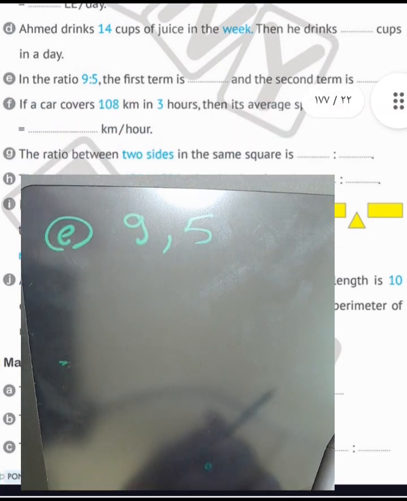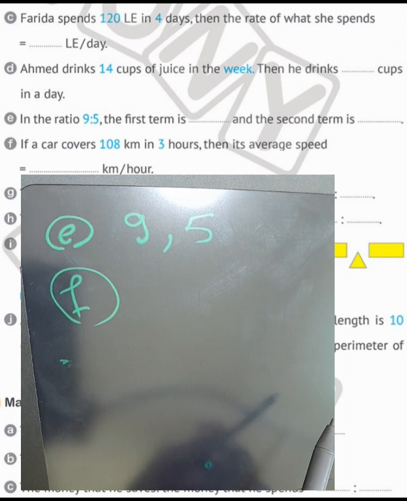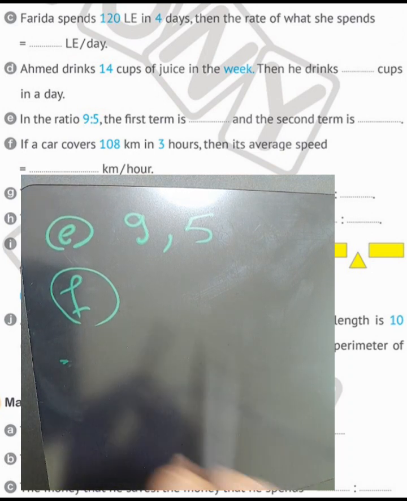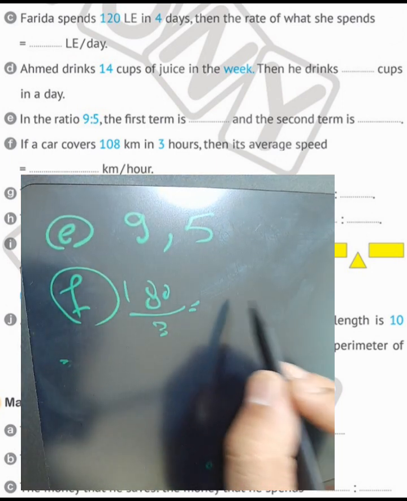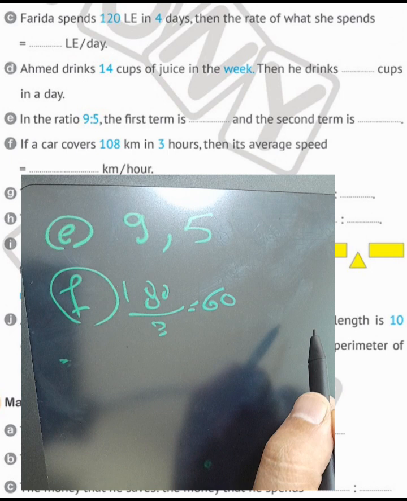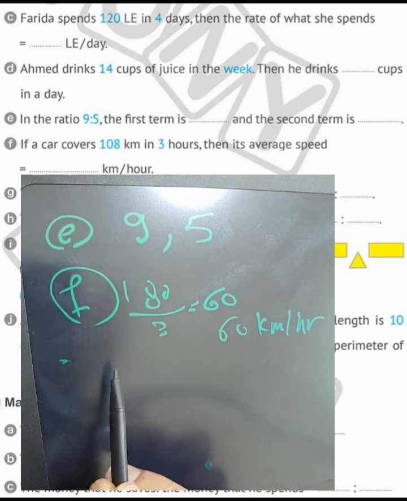Question letter F. If the car covers 180 km in 3 hours, then to find its average speed, we can divide the numbers. 180 divided by 3, the result will be 60. Then the result will be 60 km per hour. It was question F.